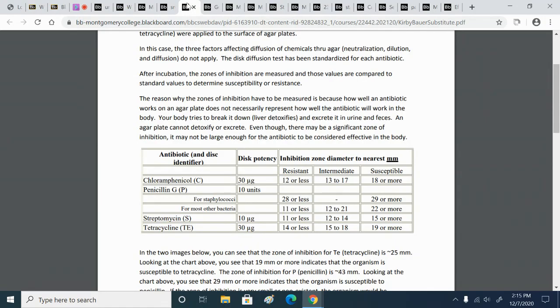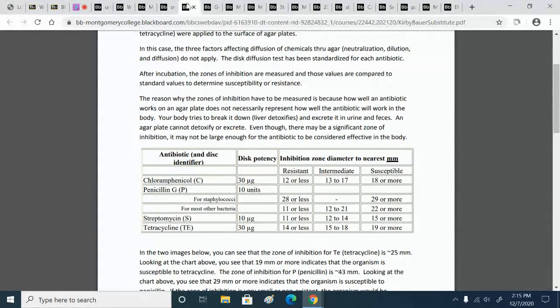Get it out of you? Right, so your body excretes in urine and feces, and the agar plate cannot excrete. What else does your body do to any chemical you try to put into your body? It tries to detoxify it. Right, using what organ? The liver. Right, so there's no liver in an agar plate, so all the antibiotic is there.